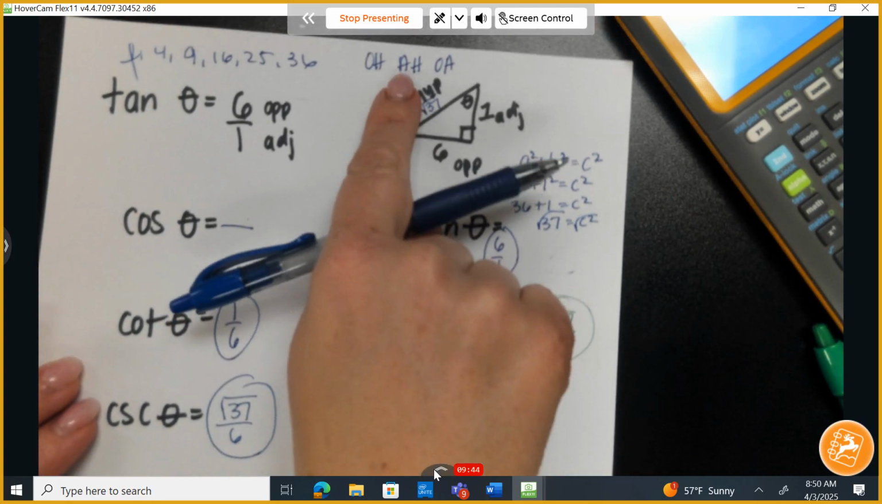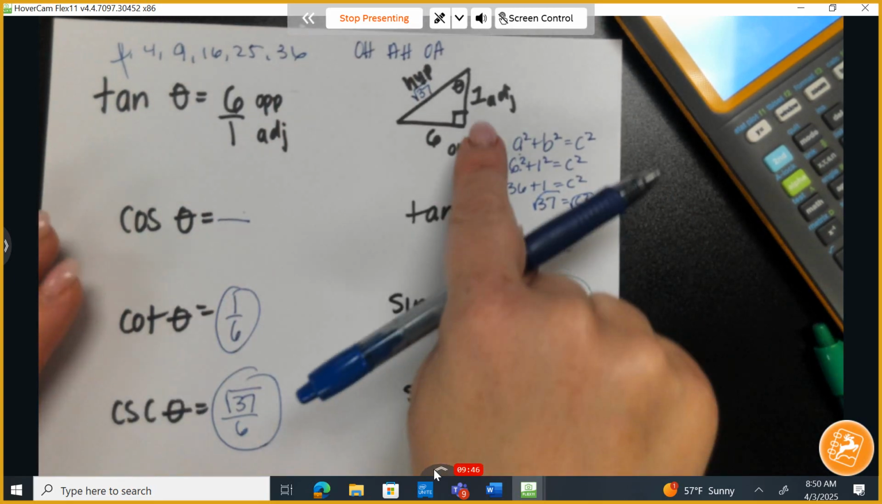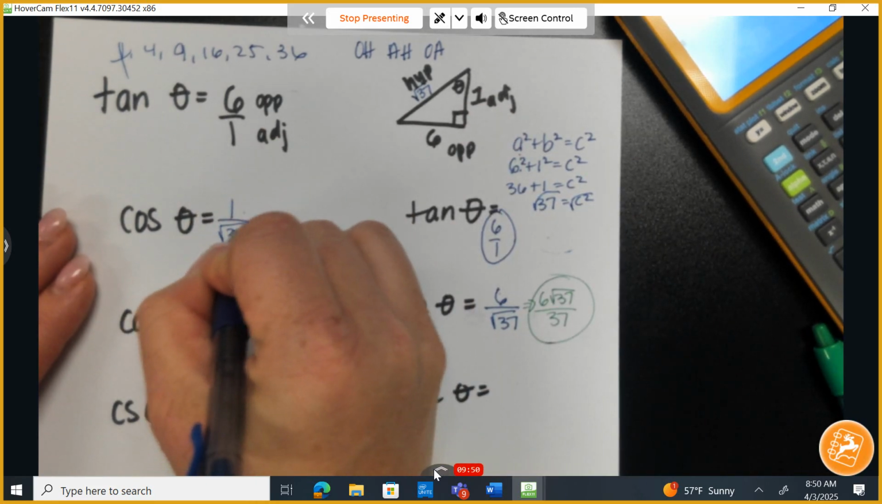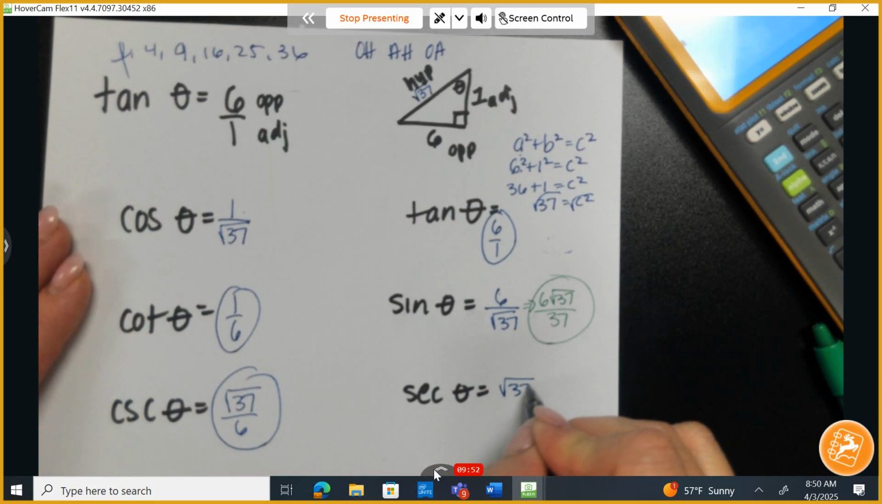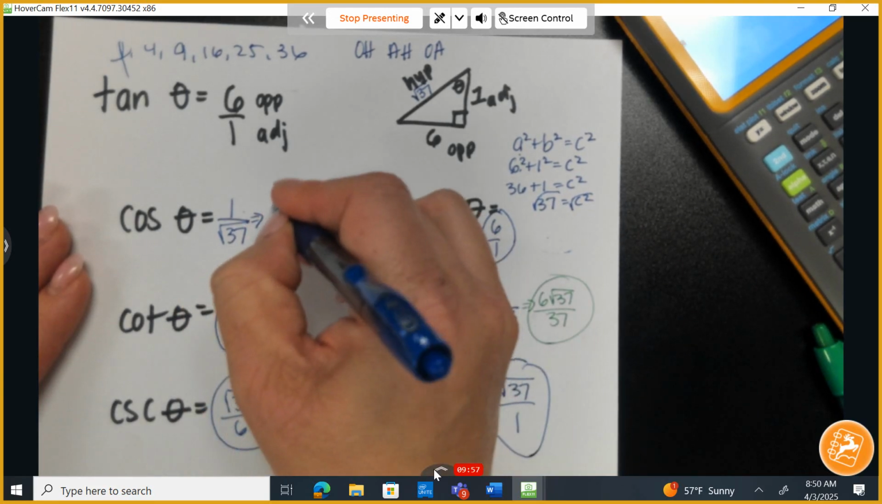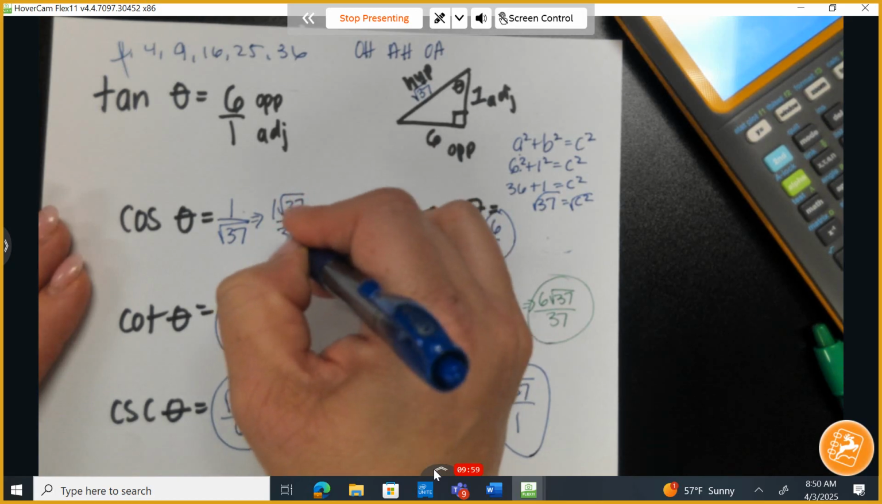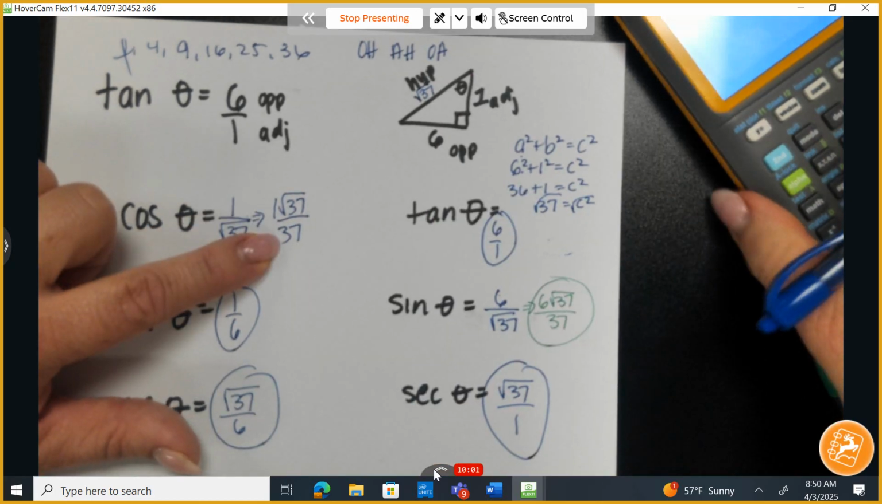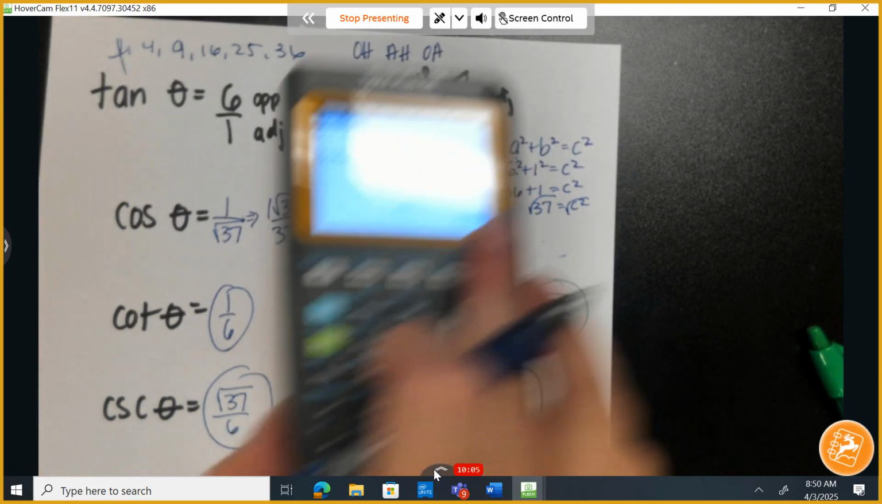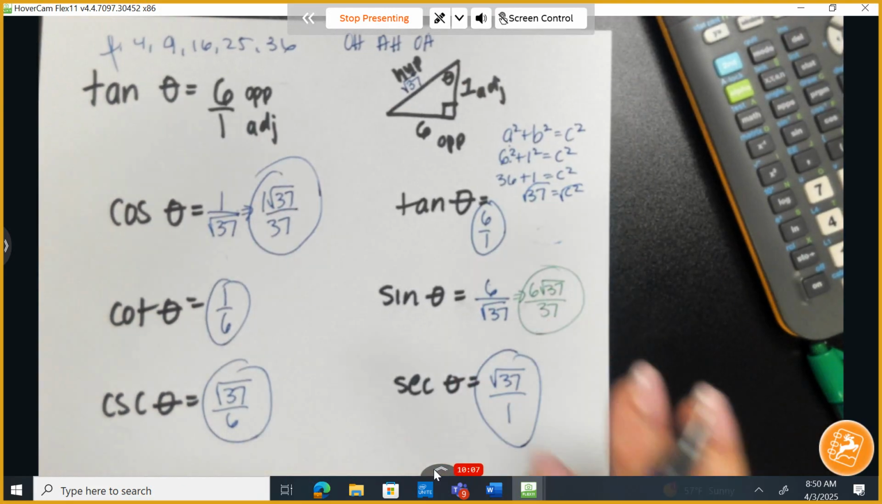Okay, cosine is adjacent over hypotenuse. Okay, so from here, adjacent is 1. Hypotenuse is square root of 37. I'm going to flip that around. I know I can't break that down, and then I'm going to rewrite this in correct form. 1 square root of 37 over 37. 1 and 37, you can see when I plug it in, that it does not reduce any further. These are my 6 trigonometric functions.